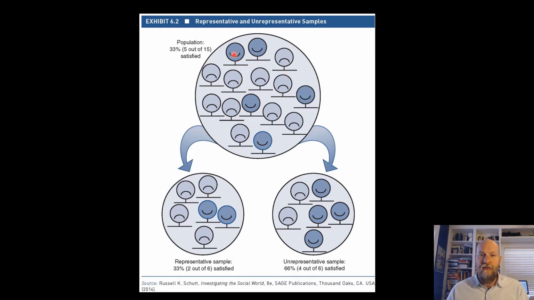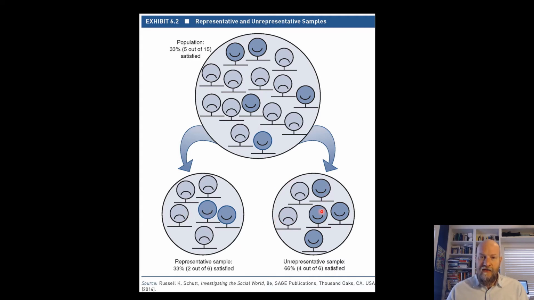But as you can see, we have 1, 2, 3, 4, 5 people that are satisfied, and 4, 5, 6, 7, 8, 9, 10 that are unsatisfied. So we know that within the population, we have 33% that are satisfied. Now, I can go in and I can randomly select from that population, right? And these are two possible samples that I may just randomly end up with.